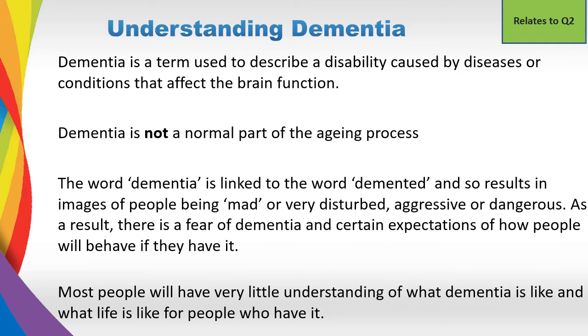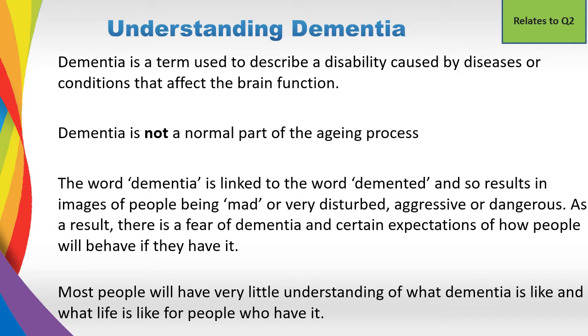So dementia is a term used to describe a disability caused by diseases or conditions that affect the brain function. And we've already said it's not a normal part of the aging process. Now the word dementia is quite closely linked to the word demented. So this sometimes results in images of people being mad or disturbed or aggressive or dangerous. And as a result of that, there is quite a fear of dementia. And there's certain expectations of how people will behave if they had it.